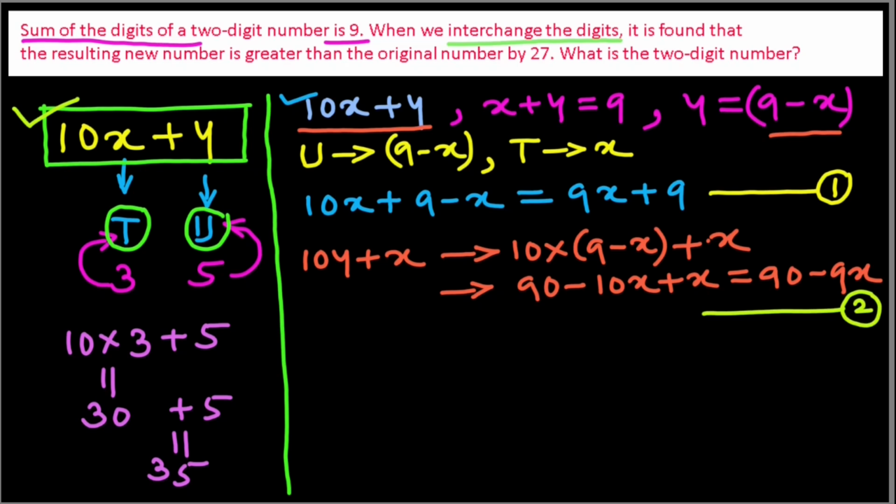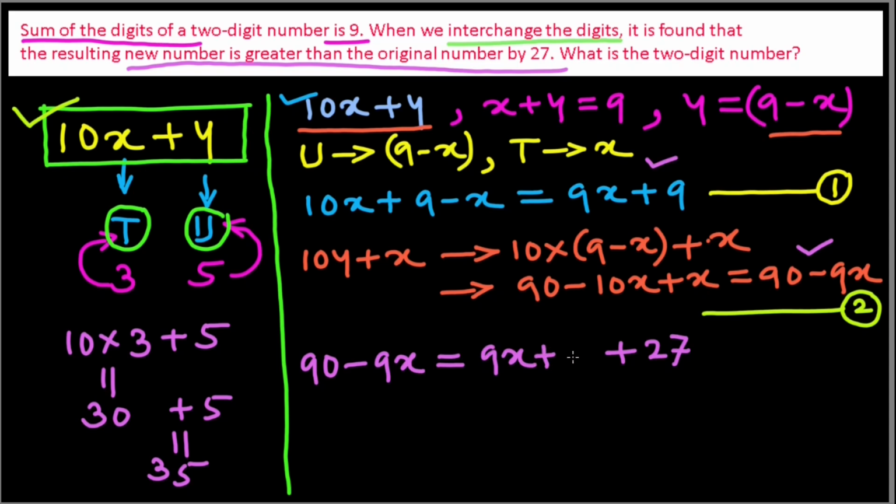Now it is given that the new number is greater than the original number by 27. That is, this new number 90 minus 9x is greater by 27 than the original number 9x plus 9.